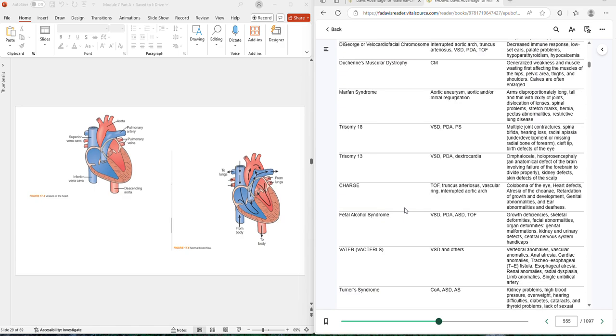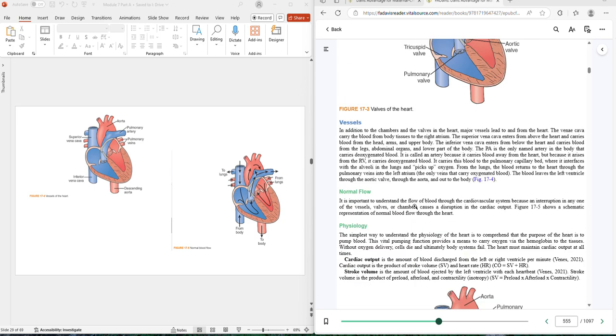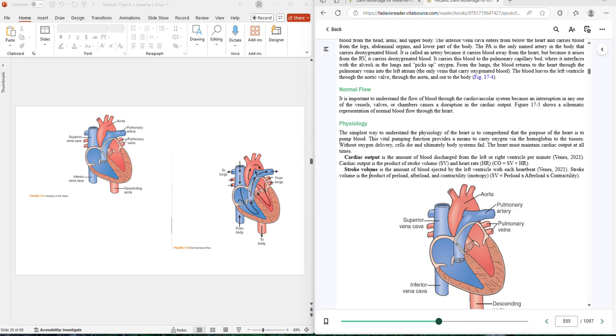Then it starts talking about on 555 the different, and there's your chambers, the different cardiac output and stroke volume. So if you need a refresher, there's those terms. Make sure you understand those.